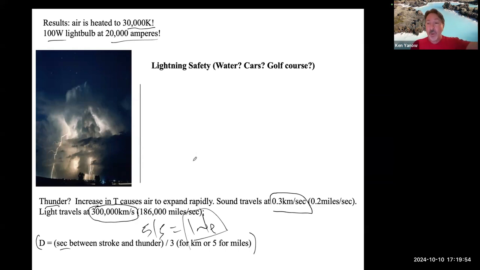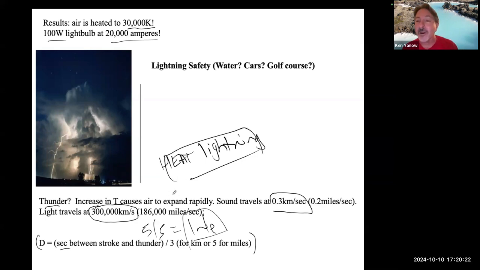Now, you can only use this up to a certain point. If the storm is really far away, you will see the lightning, but you will not hear the thunder. And it doesn't mean that the thunder didn't exist. It just means that the sound itself is absorbed or refracted away by the atmosphere because that storm is so far away. We would call that heat lightning. So heat lightning, you can see the light, but you can't hear the thunder, and it's just really far away.